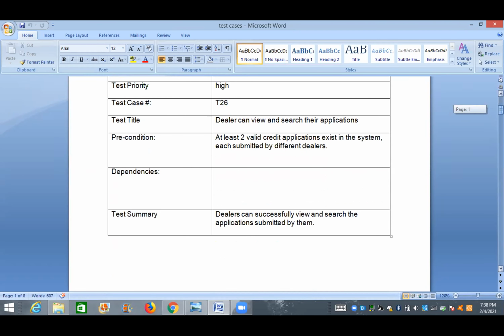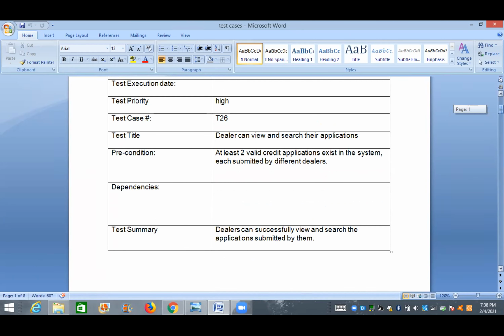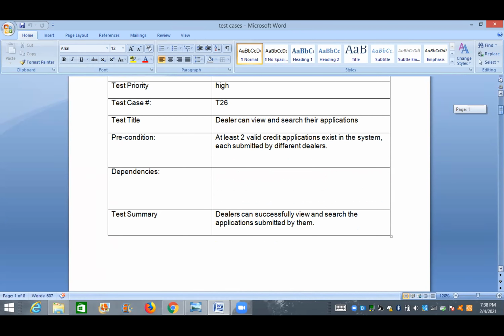So in this case, what you're trying to say is, if I'm a dealer, I can view and search only my applications? Yes. Because this title is missing the keyword only, right? If you don't put that, that requirement is completely different than the one with the word only. Can you explain the precondition part? Here I'm assuming that the system has at least 2 credit applications and each is submitted by different dealers, not only 1 dealer or no dealers.